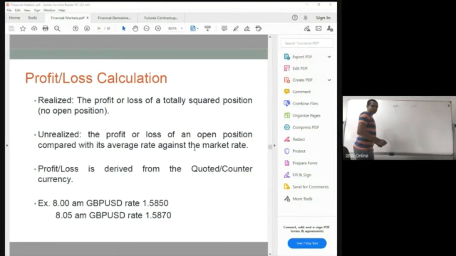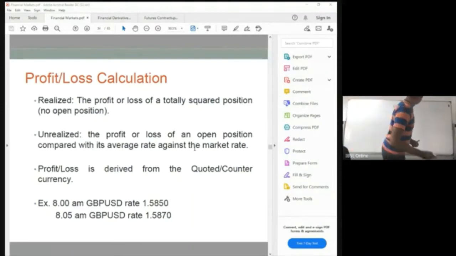1 sterling, 158.50 US dollars. Now, if you had purchased 1 million sterling at 158.50, you would have been short of 1.585 million dollars, isn't it? Short of 1.585 million dollars.